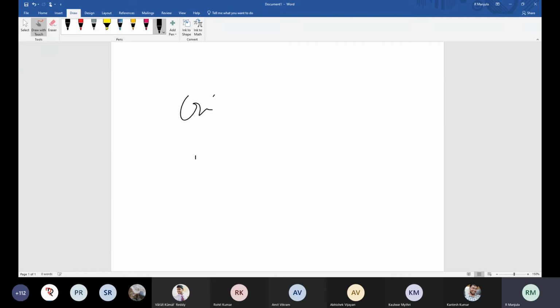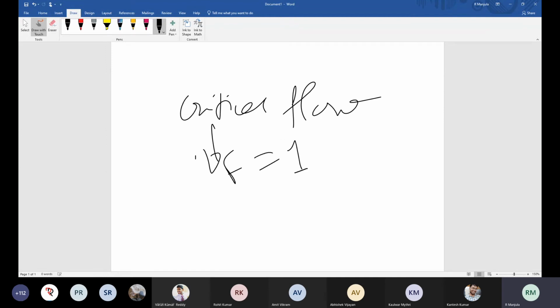Now, we are talking about critical flow, right? I was telling what is a critical flow. So when I am talking about critical flow, I need to use Froude number. So when Froude number is equal to unity, less than 1, greater than 1, there are 3 conditions for Froude number. Based on the Froude number, you will be classifying the flow as either subcritical or supercritical.